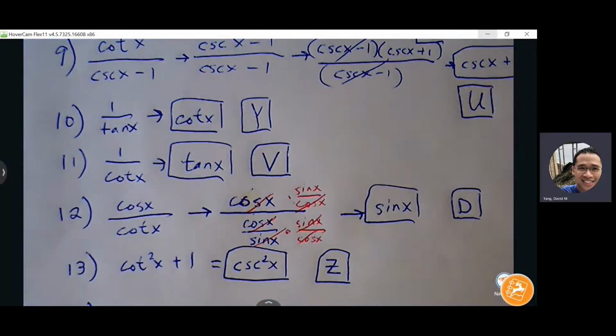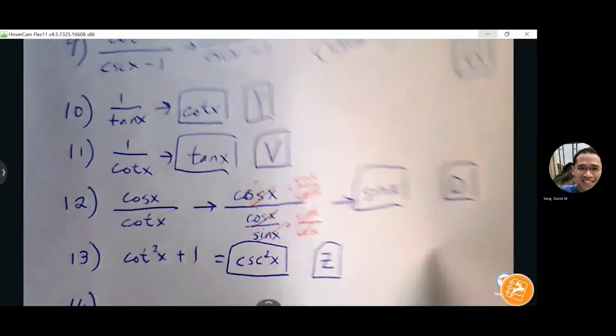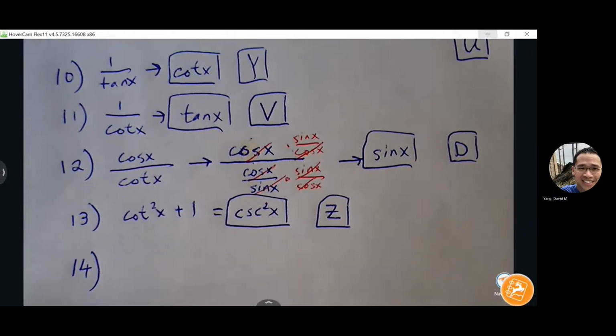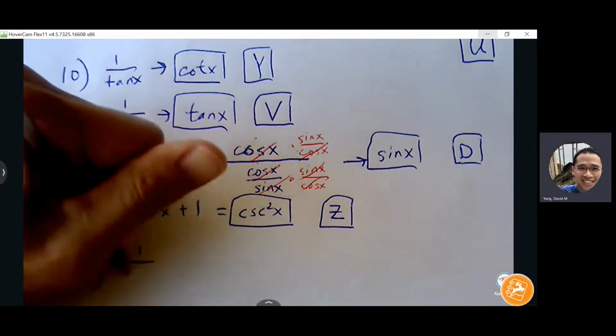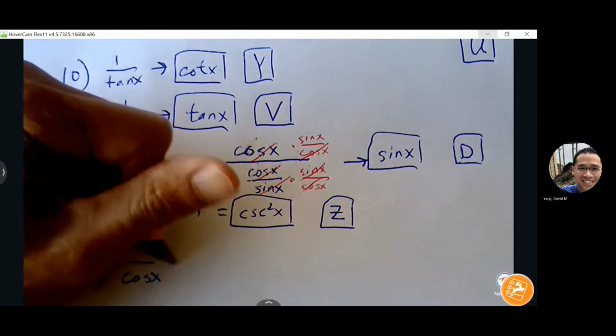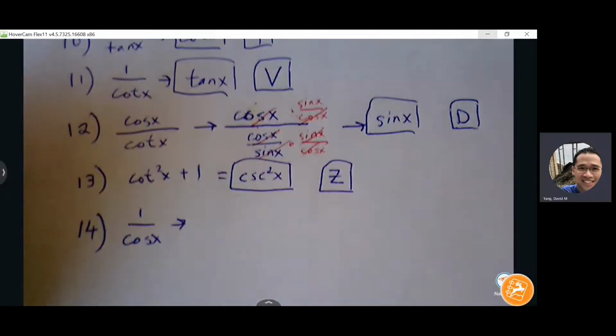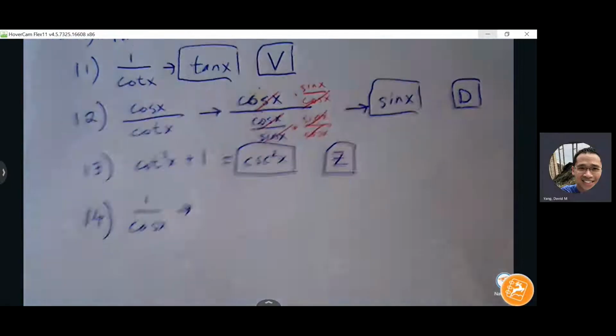So this goes to the second page as well. So we have two pages that we're going to work through here. Some are easier than others. What's 1 over cosine?